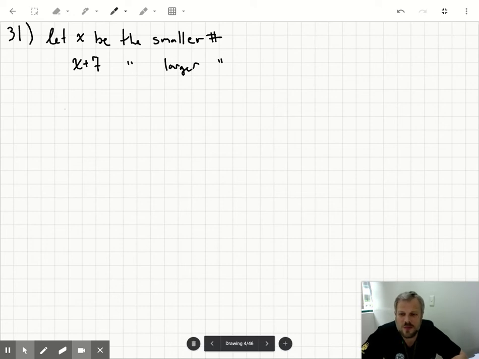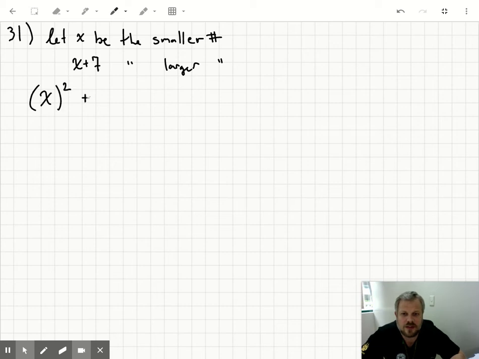So what does it say? The sum of the squares. So if we take those numbers and square them, the sum of the squares is 29. My first number is x, so I square that, and my second number is x plus 7, and I go ahead and square that. The sum is equal to 29.